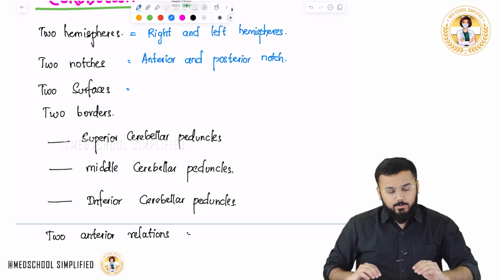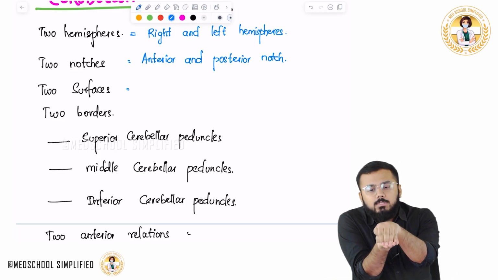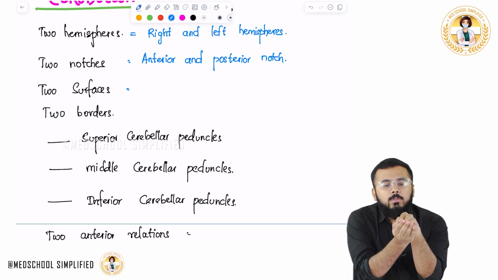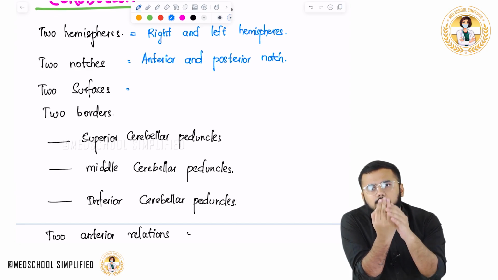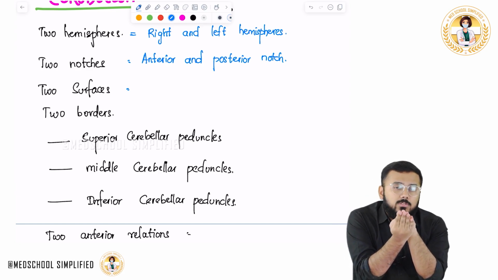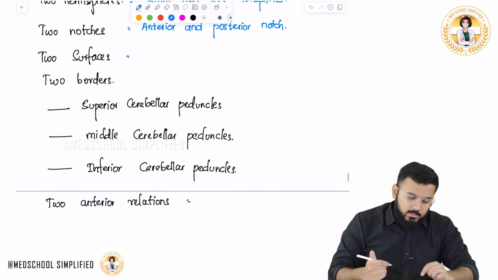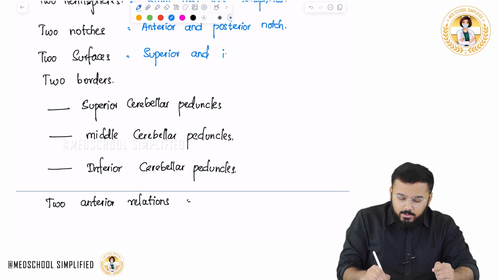For example, this is how your cerebellum is, right? In this cerebellum, this surface which you can see on the top is called the superior surface. And down here, this surface which you can see is called the inferior surface. How many surfaces we have got? Superior surface and inferior surface. So two surfaces we have got, superior surface and inferior surface.